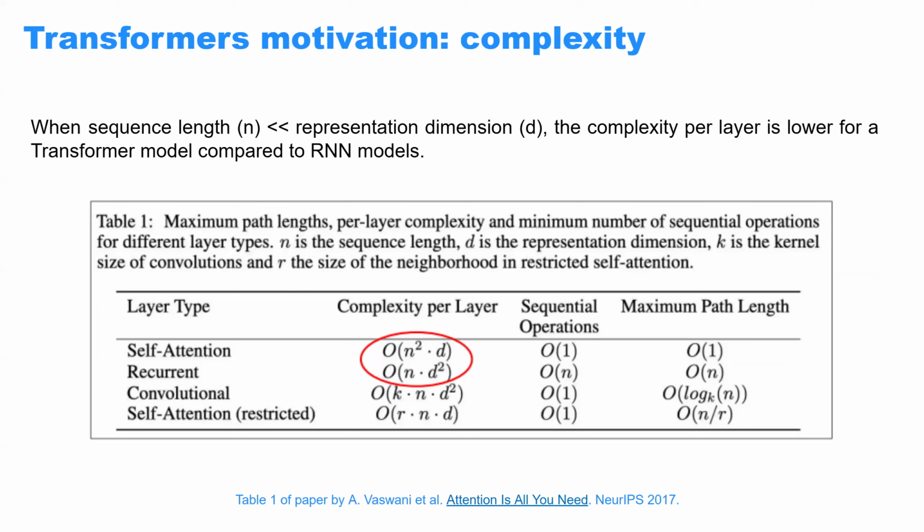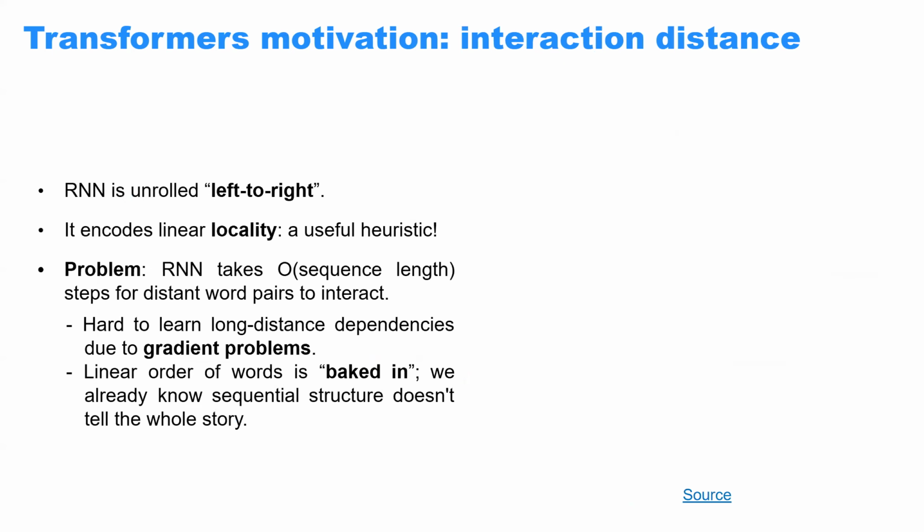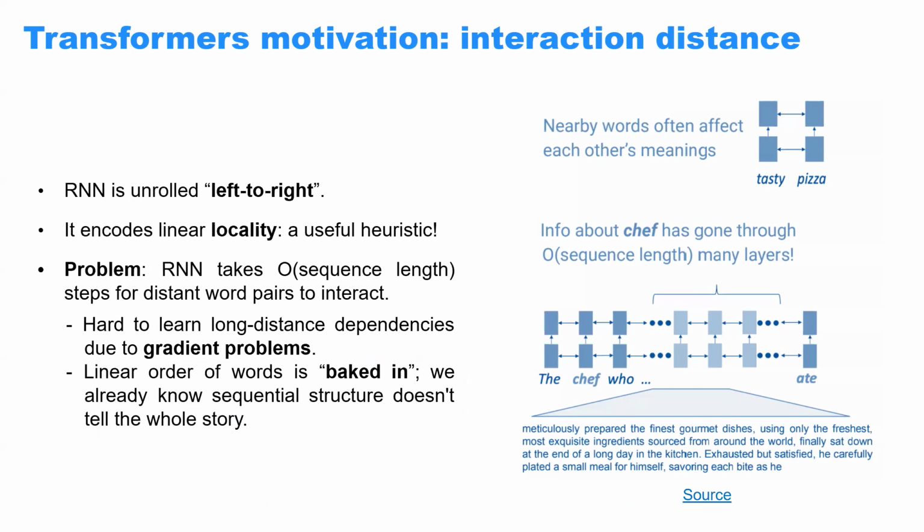However, it's very easy to parallelize the transformer and self-attention. So in modern days, for modern GPUs, it's not a problem because they parallelize operations very well. Moreover, self-attention and transformers are better for learning interactions between words that are very far away from each other.